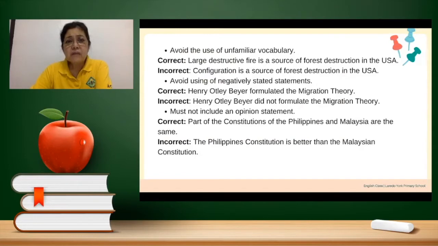Avoid using unfamiliar vocabulary that can create only chaos on the part of the students or confusion. So correct one, large destructive fire is a source of forest destruction in the US. But if we will just be using configuration as a source of forest destruction in the US, which is not that clear. So make it a point that the unfamiliar vocabulary should not be included.